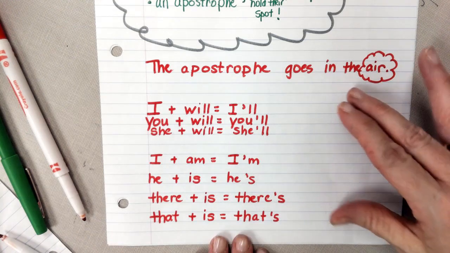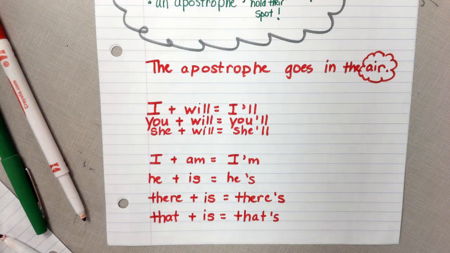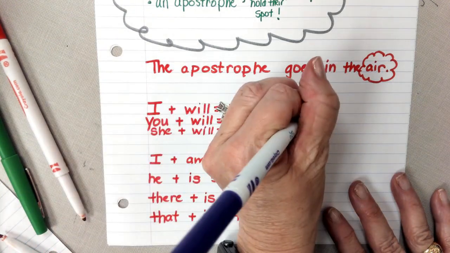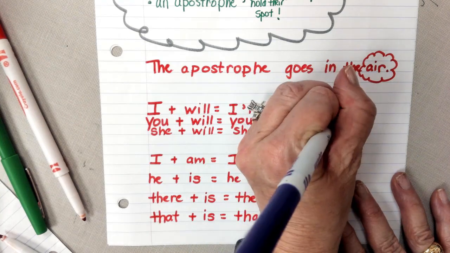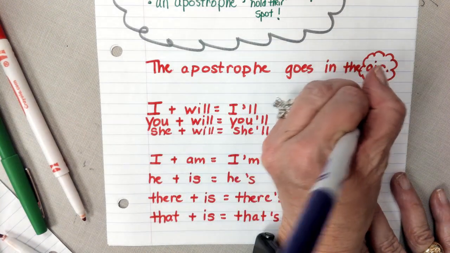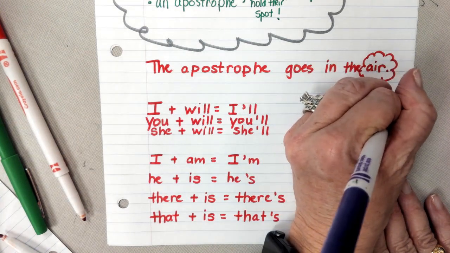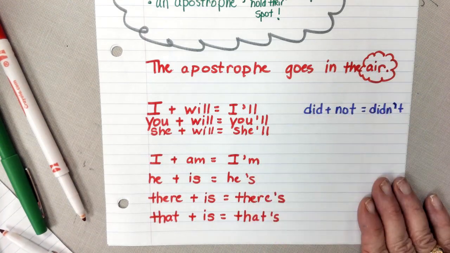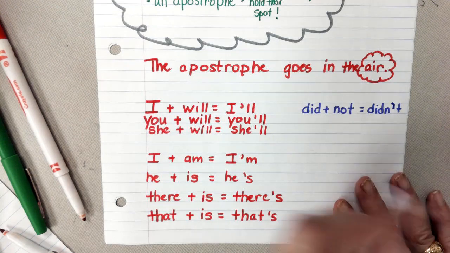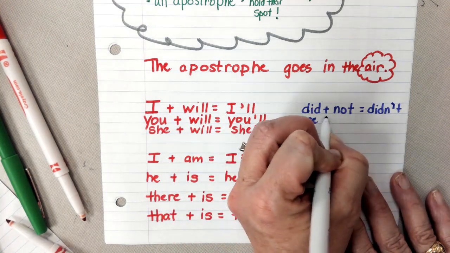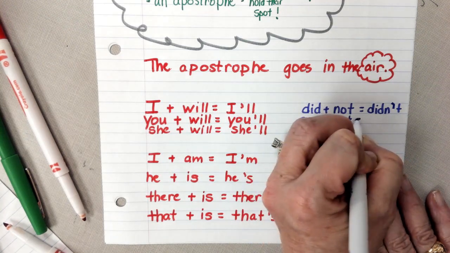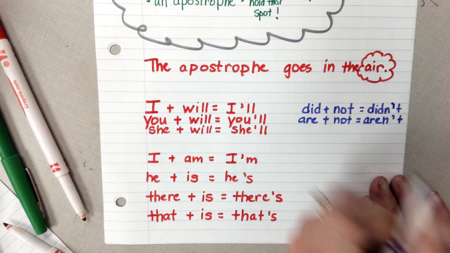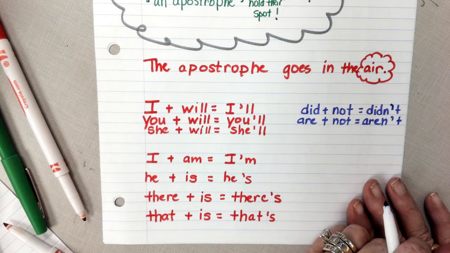Okay, so those are some. Let's go ahead and put some on this side, and then we'll be finished with our notes for today. If we had did plus the word not, then we have didn't. And remember that apostrophe goes right here where the O would have gone. It replaces that letter. If you have are plus the word not, you have aren't. Again, the apostrophe is where that O is not appearing. We're dropping the O.